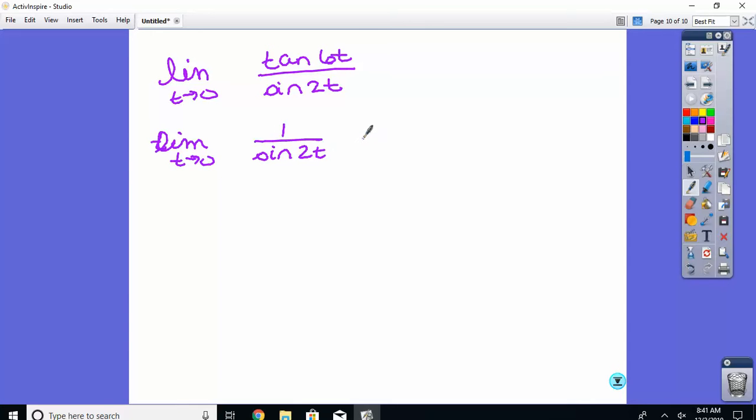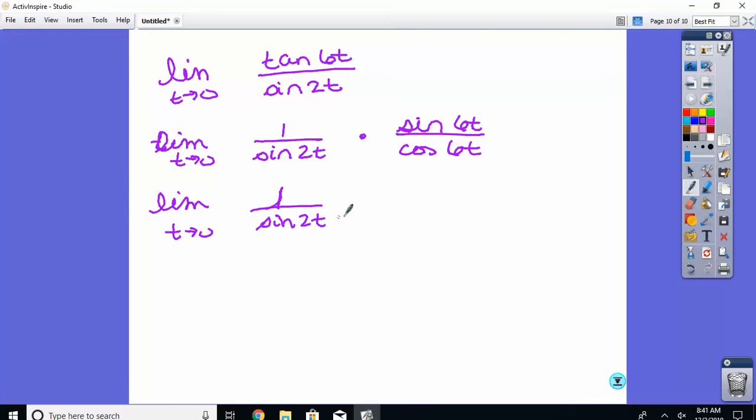How do you rewrite tangent? Okay, so this would be sine 6t over cosine 6t. And I'm going to go one step further. I'm going to pull those apart, just so we can make it a little more obvious.